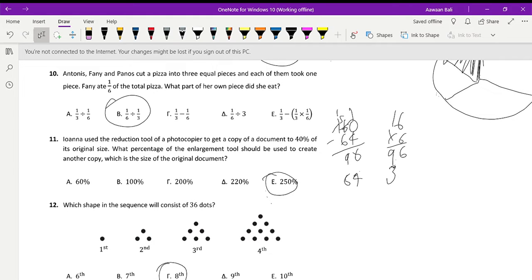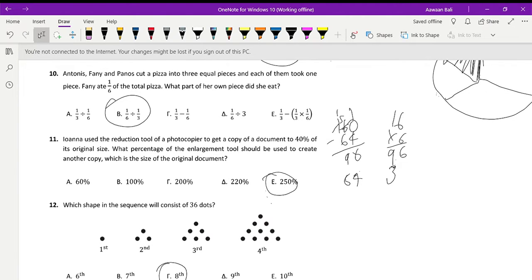Joanna used a reduction tool of a photocopier to get a document to 40% of its original size. What percentage of the enlargement tool should be used to create another copy, which is the size of the original document? Okay, so we wouldn't say 60% because that actually is not how it works. Now let's say we have 40% of 160, that's 64, so we have 96, that's 60% left.